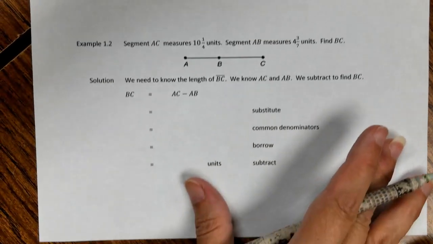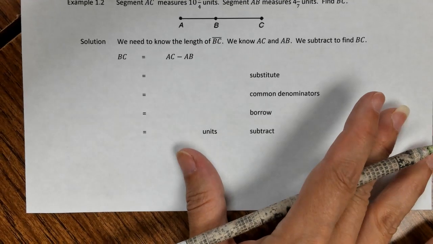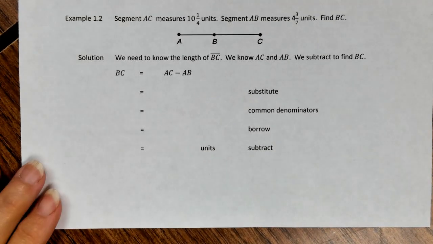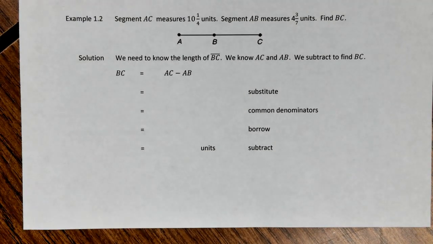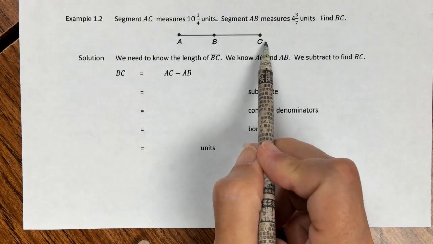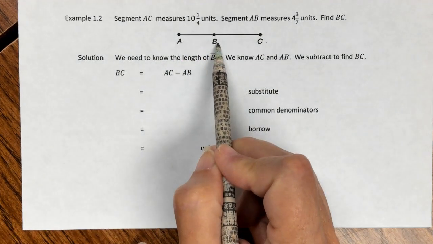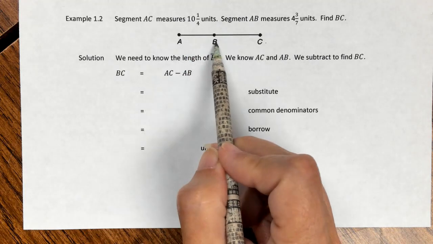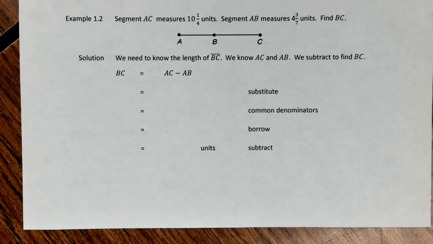Example 2 here. I went too far. There we go. Segment AC measures 10 1/4 units. Segment AB measures 4 3/7 units. Find BC. So find the length of segment BC. Alright, so we know AC is this whole thing. AB is this little piece. So if we were to take this piece away from the whole thing, that would give us BC. So that's what this equation is saying.